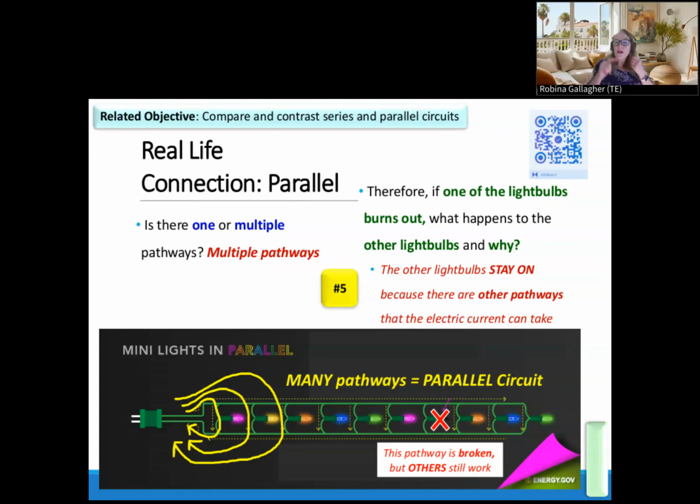Because those electrons can travel to each one of those light bulbs, right? Just because one of the pathways is broken doesn't prevent the electrons from getting to the other light bulbs that work. Exactly.